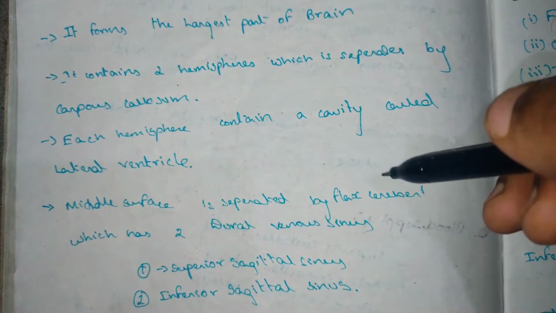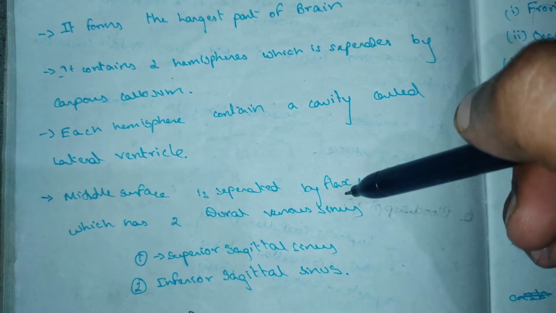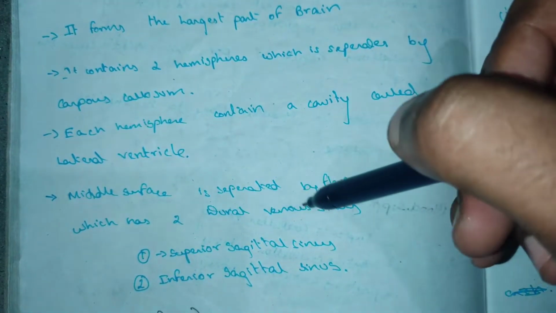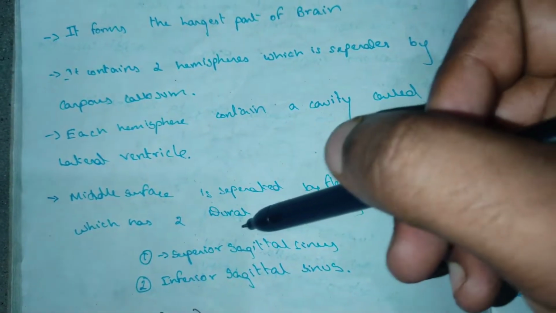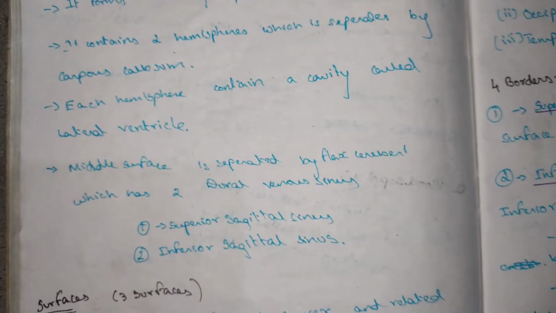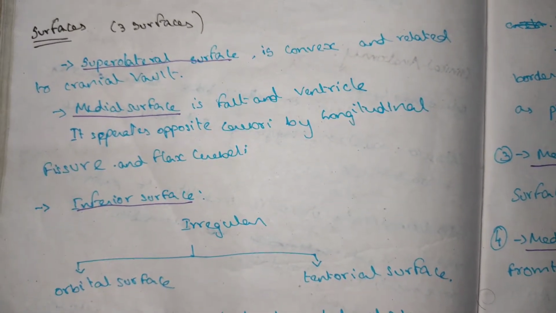The medial surface is separated by the falx cerebri, which has two dural venous sinuses: the superior sagittal sinus and the inferior sagittal sinus. There are three surfaces, three poles and four borders in the cerebrum.